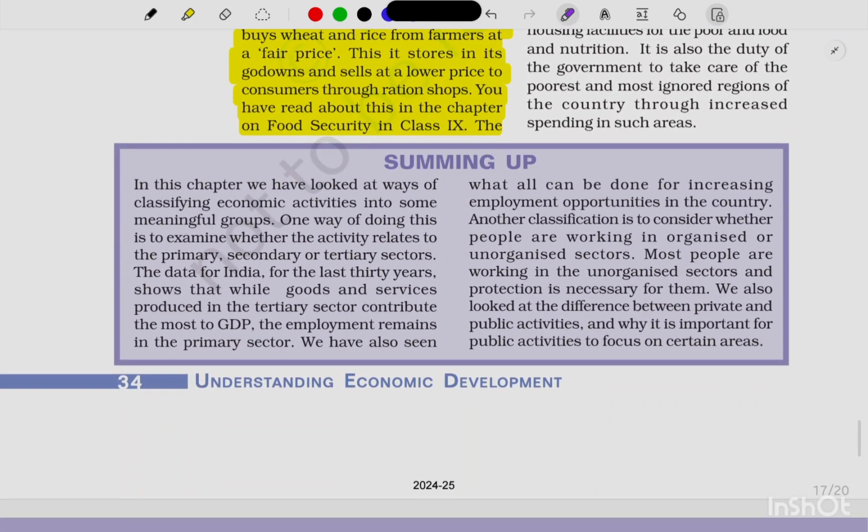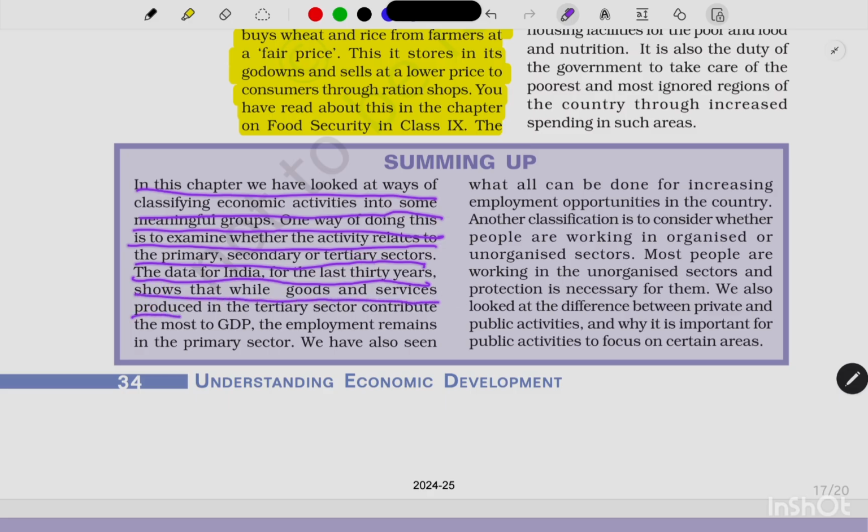Now, this is over. Now we are going to read the summary. In this chapter, we have looked at ways of classifying economic activities into some meaningful groups. One way of doing this is to examine whether the activity relates to the primary, secondary, or tertiary sectors. The data for India for the last 30 years shows that while the goods and services produced in the tertiary sector contributes the most to the GDP, the employment remains in the primary sector, most employment.